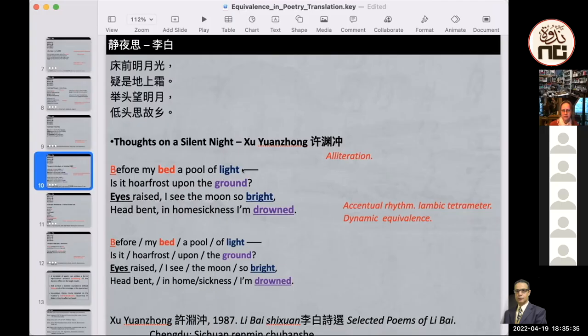So there is something you have to sacrifice. What he has to sacrifice here is that sometimes a line sounds unnatural, like "eyes raised, head bent," and also "in homesickness, I'm drowned." Very unnatural, not natural English, right? He has to sacrifice because he wants to end with "drowned." If we understand that, we may excuse him. So it depends on the reader. Some Western readers don't prefer it this way. They don't like to read translation in such a way. It depends.